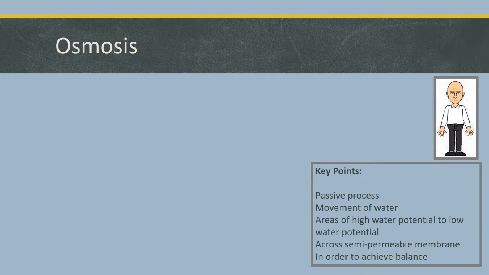Okay, the third and final passive process is a little bit different from the other two. It's called osmosis. Now the definition, as you can see in the key points, and these are the key points that you need to try and get across in the test, are that osmosis is a passive process, and it is the movement of water, although it's not particularly restricted to water, from areas of high water potential to low water potential across a semi-permeable membrane in order to achieve balance. So you need those key terms in that sort of definition.